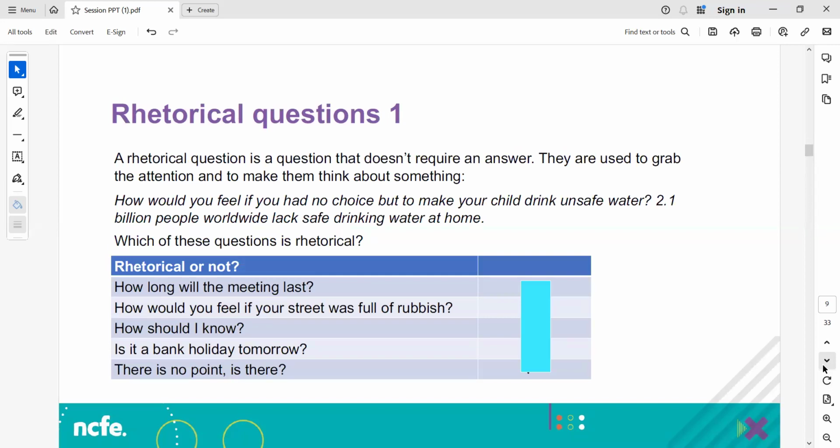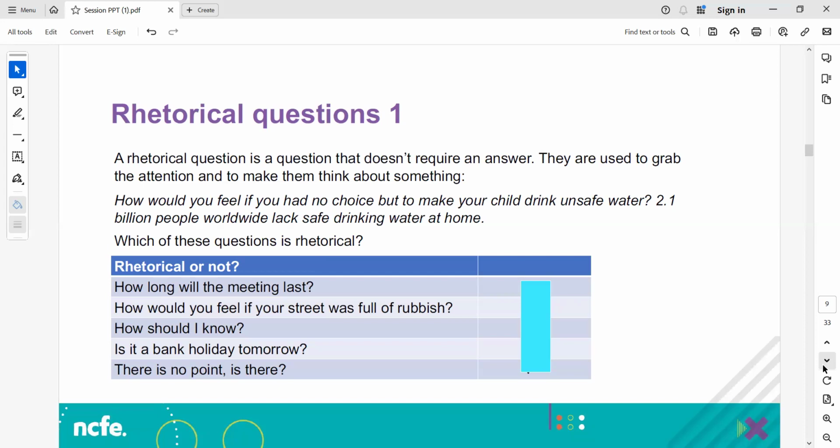A rhetorical question is a question that doesn't require an answer. They are used to grab attention and make people think about something. So it's used for effect rather than an actual question that requires an answer. So often used again in advertising, particularly things like charities.